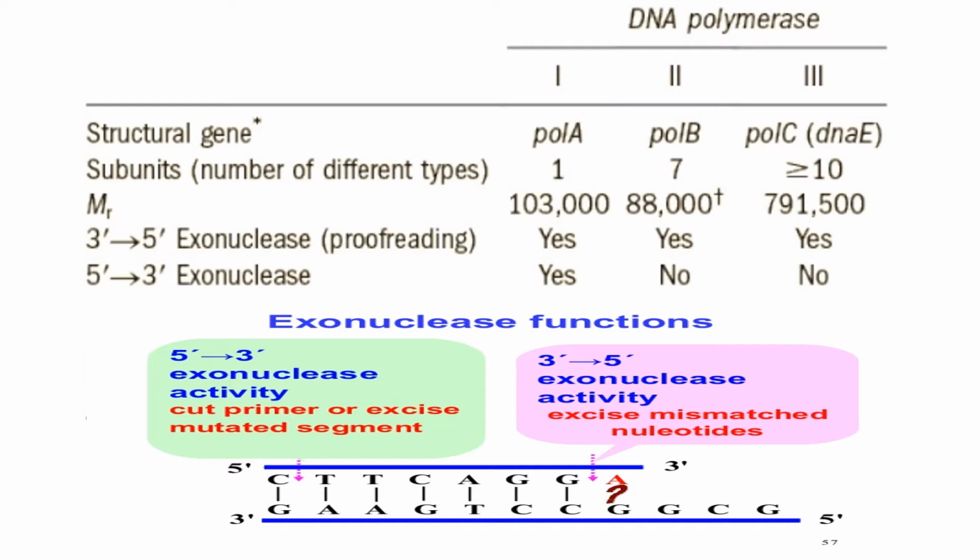Exonuclease function, what does it mean? 5' to 3' exonuclease activity cuts the primer and excises the mutated segment. Once the DNA elongates, the primer is later cut off and sealed. And the 3' to 5' exonuclease activity, that is against the direction of synthesis of the chain, excises only the mismatched nucleotides. It cannot remove the primer.